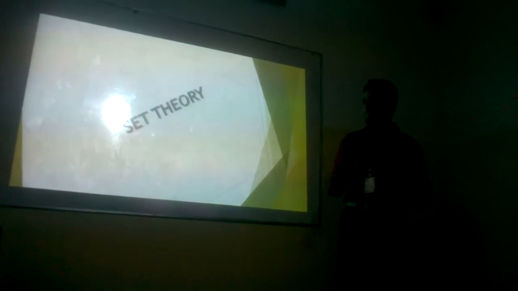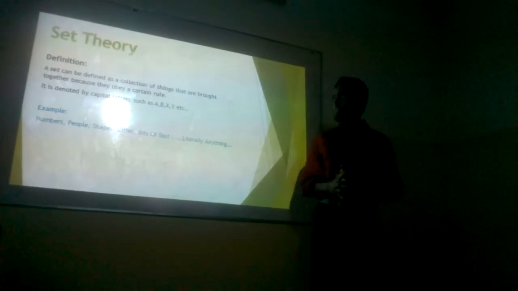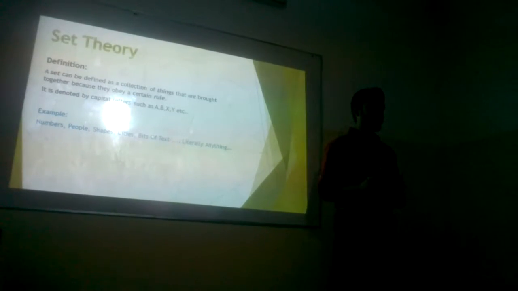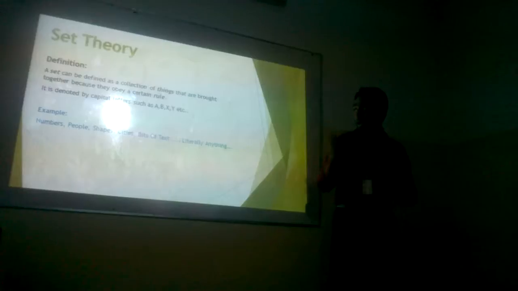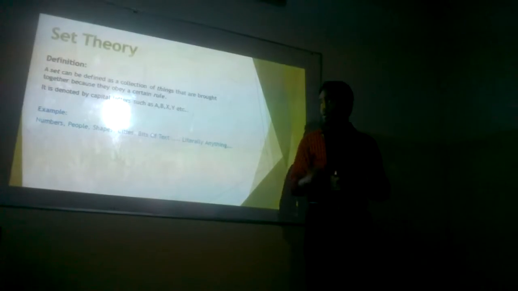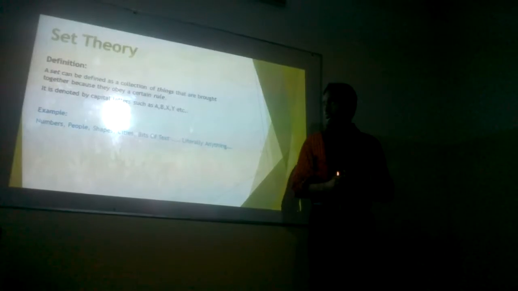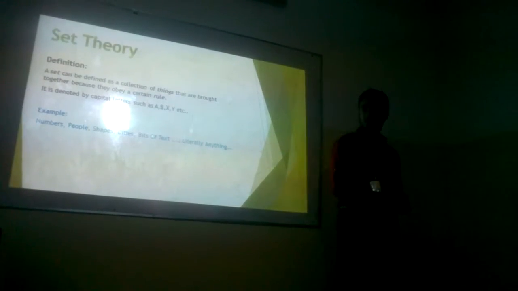Set theory. Definition. A set can be defined as a collection of things that are brought together because they obey a certain rule. It is denoted by capital letters such as A, B, X, Y, etc. These are the examples.